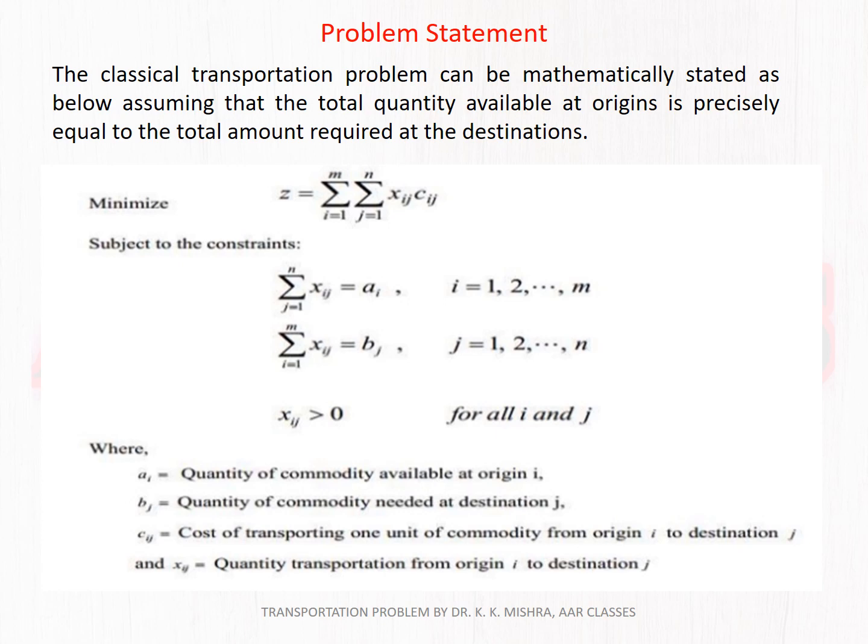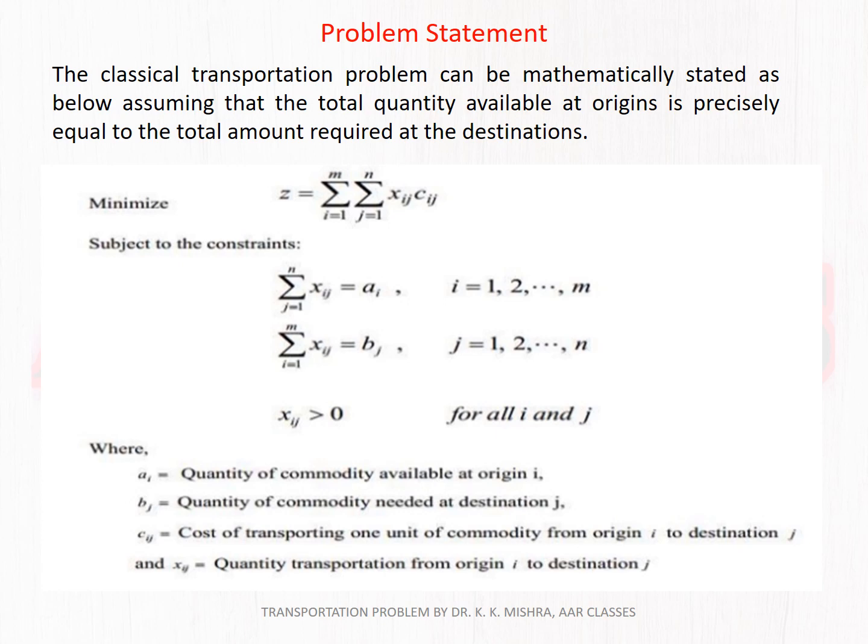As I was telling earlier, this is a linear programming problem. One aspect of it we have seen, rather we can say the mathematical formulation that we have experienced in graphical and simplex method. The same method theoretically will also be applicable here. The classical transportation problem can be mathematically stated as below, assuming that the total quantity available at origins is precisely equal to the total amount required at destinations. Certain presumption is there that we need to keep in our mind. We need to presume that whatever is being produced is subjected to be transported or supplied, or you can say whatever is being produced is exactly required at destinations.